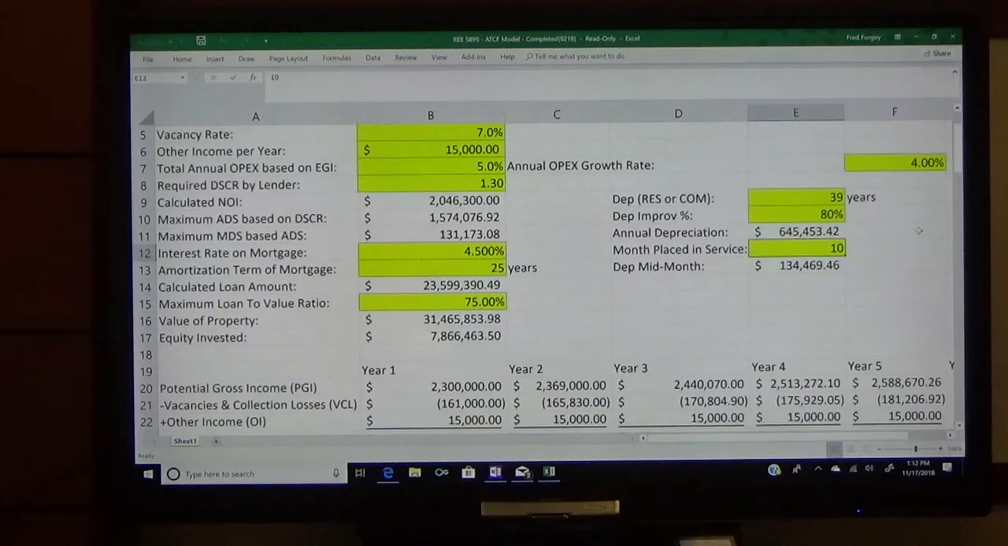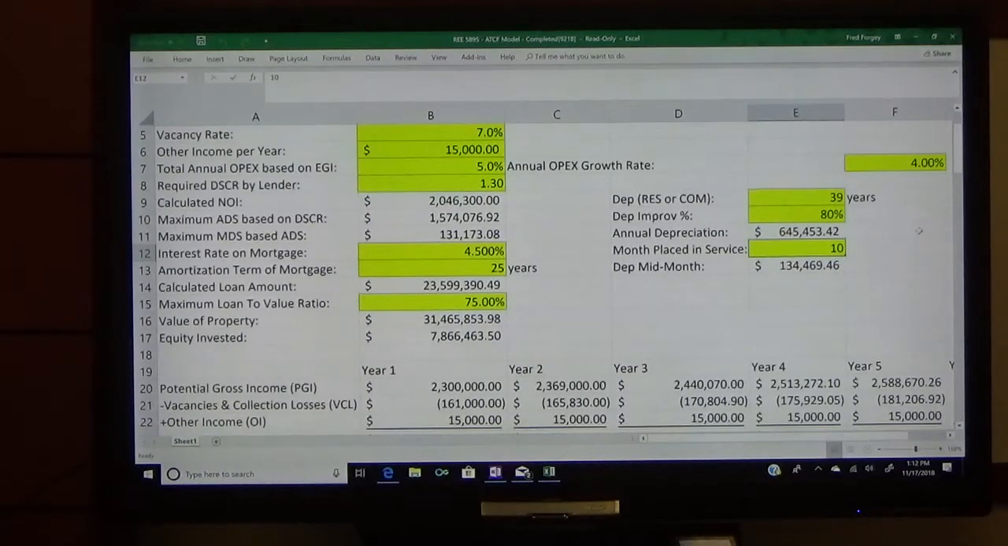You get 10 and a half months in February, 9 and a half months in March, 8 and a half months, 7 and a half, 6 and a half, 5 and a half, 4 and a half, 3 and a half, 2 and a half, 1 and a half, and half a month in December. Okay? Everybody good with that?